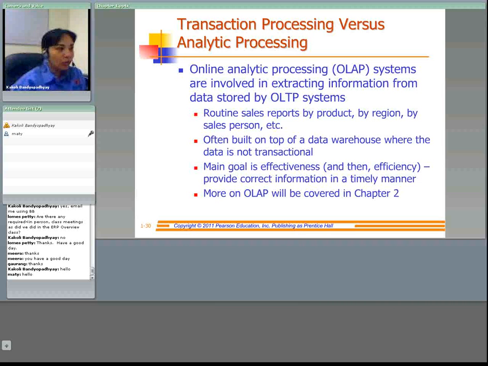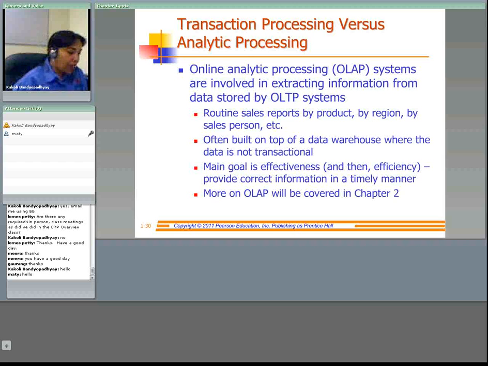An OLAP report assists end users in understanding why particular business events have occurred. For example, what are the total sales for each product? In which month did most of the sales occur, etc.